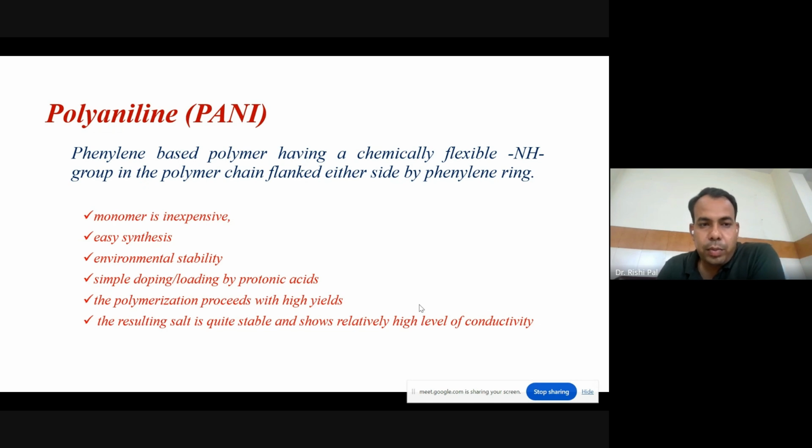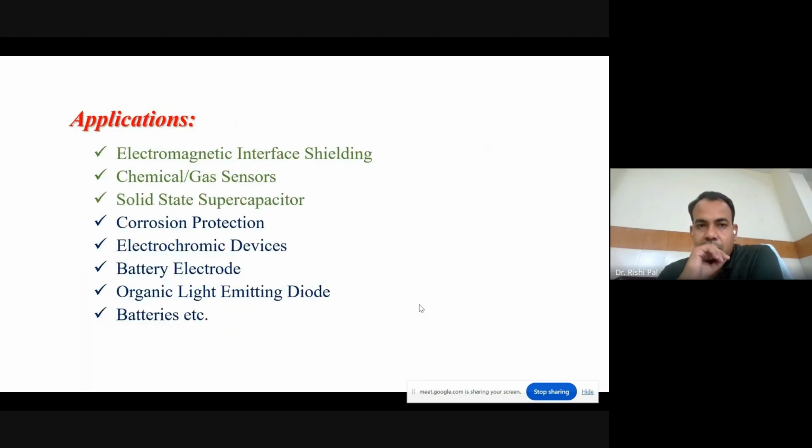Because the polyaniline monomer, aniline hydrochloride, is inexpensive, and the synthesis route of polyaniline is very easy. It has large environmental stability. It can be doped with various types of materials, and it gives high yield after polymerization, and its electrical conductivity can be varied. So polyaniline can be used for various applications, but out of these, we are working on the first three applications: EMI shielding, sensor, and supercapacitors.